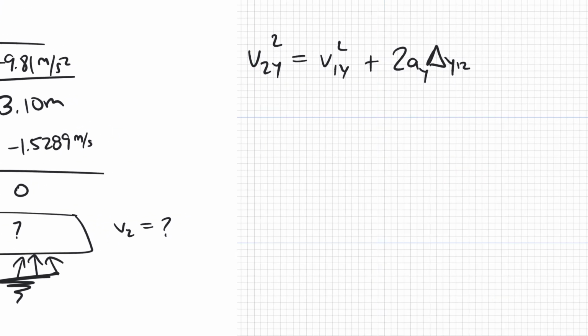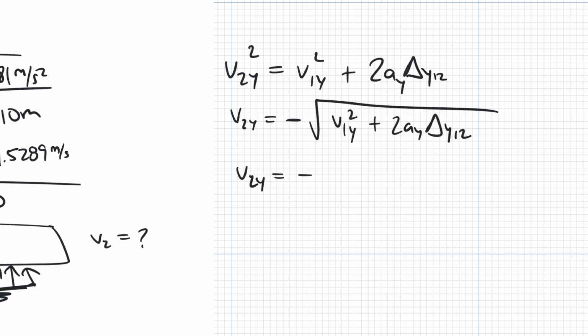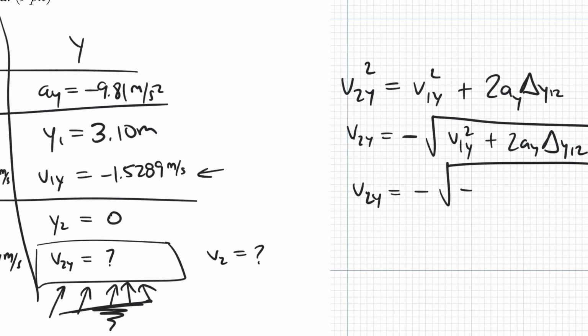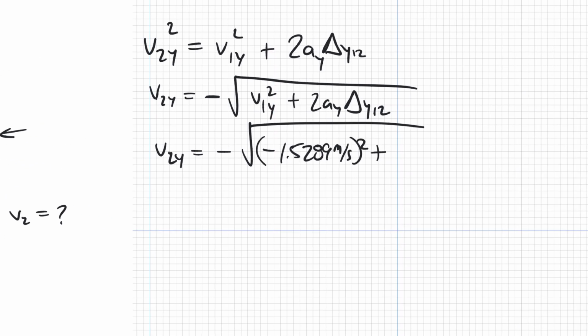All right, so here we go. So V2Y squared equals V1Y squared plus 2AY delta Y from 1 to 2. Again, we know it's going to be going into the ground, so I'm not going to worry about the positive root here. So V2Y equals negative square root. That's V1Y. So when it left the roof, V1 in the Y, it was going negative. Wait, we have it right here. It's doing this: negative 1.5289 meters per second squared plus 2 times negative 9.81 meters per second squared.